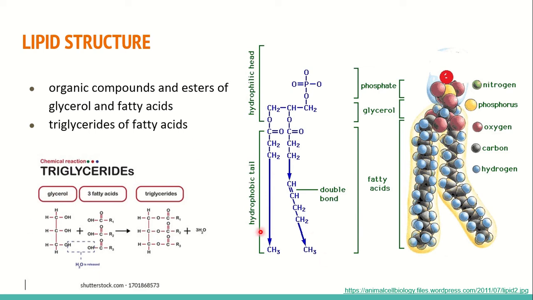Now, you might be asking, why is the tail hydrophobic and why is the head hydrophilic? The tail of fats or triglycerides is hydrophobic because of the presence of your methyl groups, or CH3. Recall that your methyl groups are non-polar, so that makes them hydrophobic. In contrast, your phosphate group is a polar molecule, which makes it hydrophilic in nature.